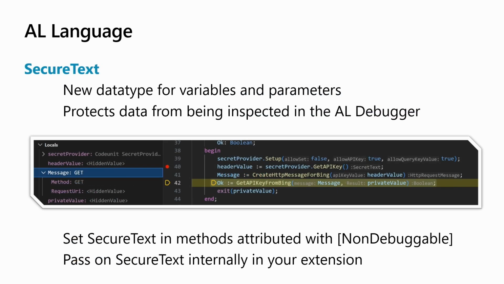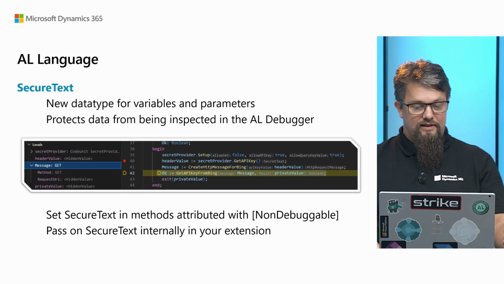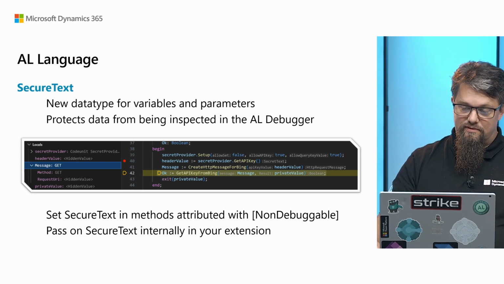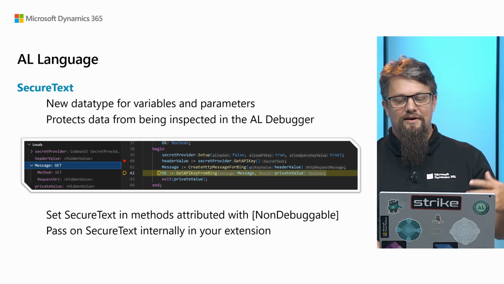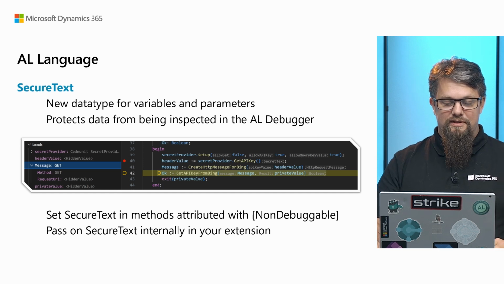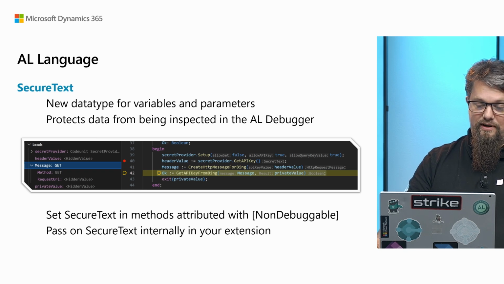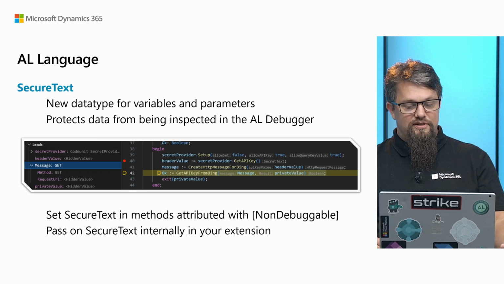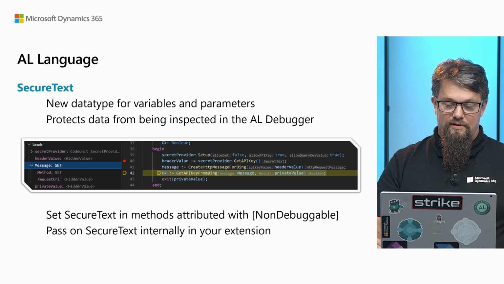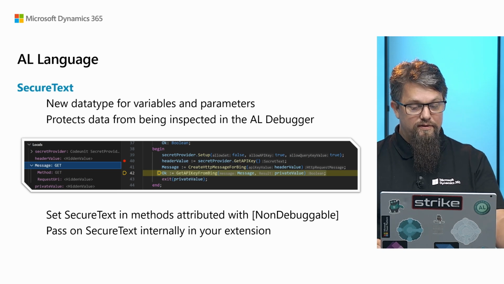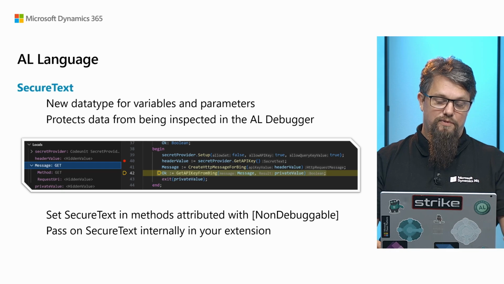Another big change is a new data type called SecretText. This is a new variable and parameter data type you can use to protect the data it holds from being debugged. It does not protect it from being shared outside of Business Central, but it protects it as you are debugging using the Business Central debugger. This applies to normal debugging as well as snapshot debugging. You construct the SecretText data in a non-debuggable method, and then you can pass it on to relevant methods without having to worry about it being exposed.